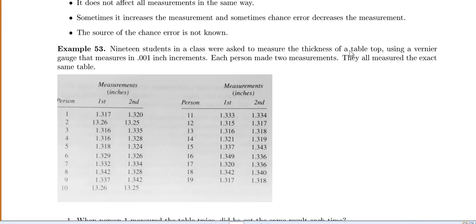Each person made 2 measurements. They all measured the exact same table. So since they're all measuring the same table, you'd expect all their measurements to be exactly the same, or at least the same to within 0.001 increments. But notice that they're really not.